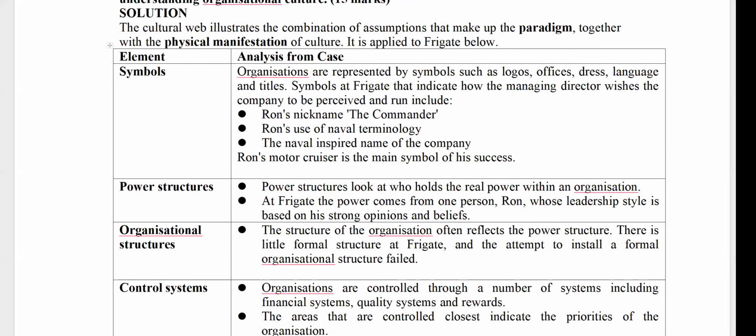for instance, if I take symbols, you can see organizations are represented by symbols such as logos, office, dress code, language, and titles. Symbols at Frigate indicate how the managing director wishes the company to be perceived and run. Like Ron's nickname, the commander. You guys remember? The use of naval terminology, the naval-inspired name of the company, right? Now, Ron's motor cruiser is the main symbol of his success. This is an example of symbol. So you see how you analyze from the case.